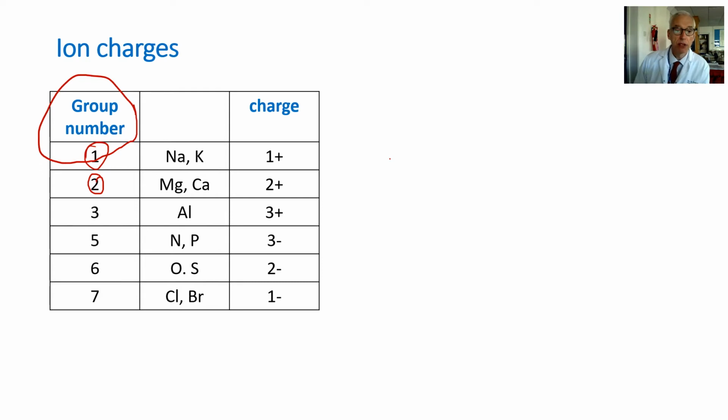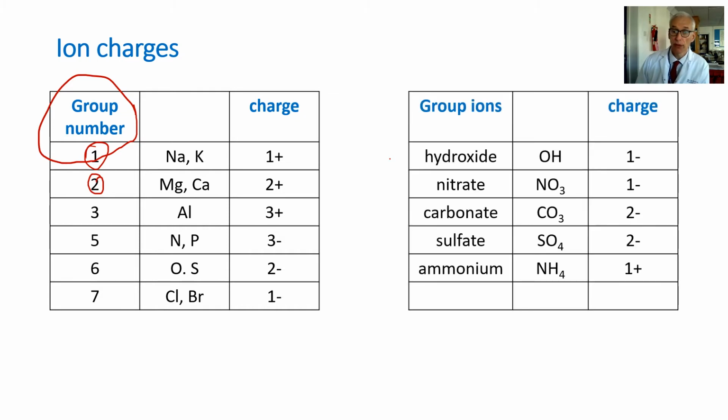Group 5, we start forming negative ions, nitrogen and phosphorus, both form 3 negative ions. So 3 negative. Group 6, oxygen and sulfur form the oxide and sulfide ion at 2 negative, 2 minus ions. Group 7, chlorine, bromine are examples, 1 minus ions. We've also got to consider group ions.